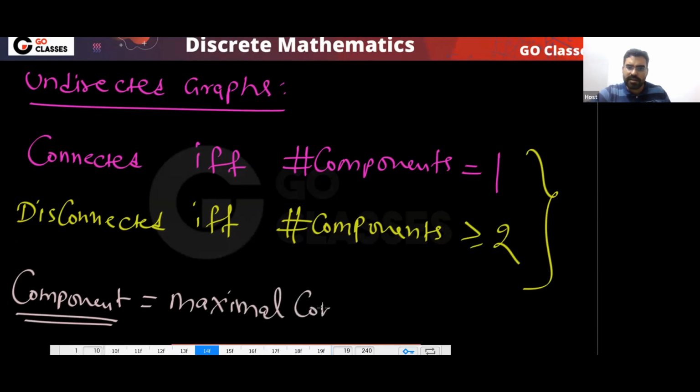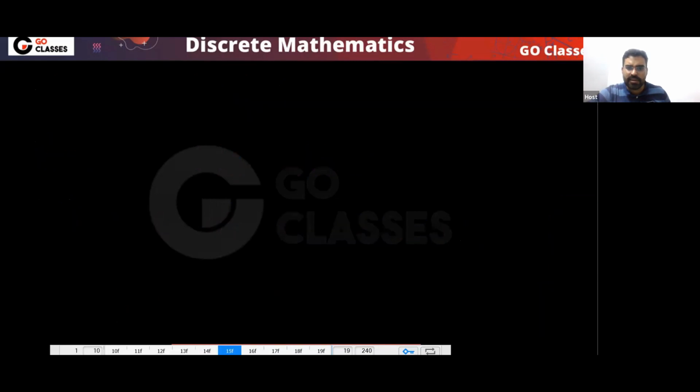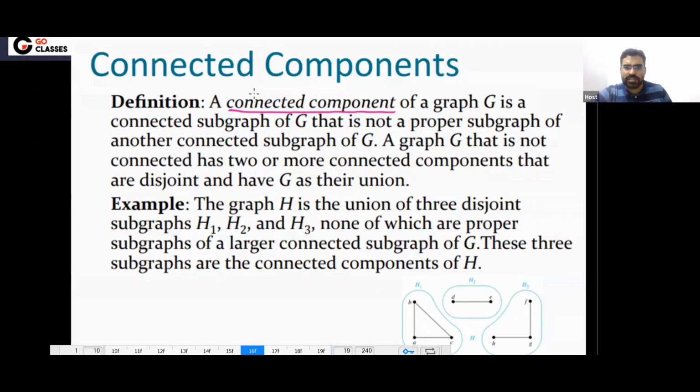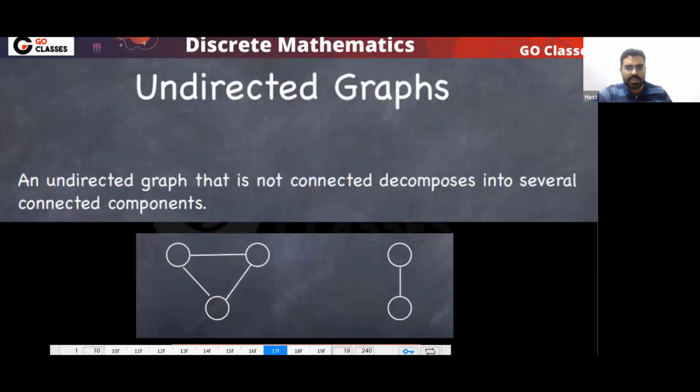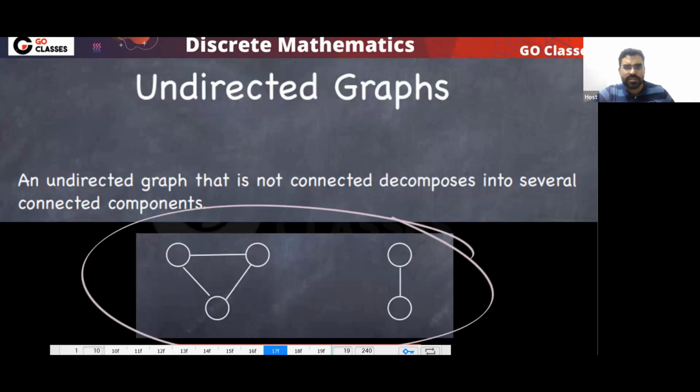Maximal connected subgraph. This we have already seen in the previous lectures. So these components are like islands in the undirected graph. I can say this is an island, this is an island, this is an island. Now let's see in this graph how many components?